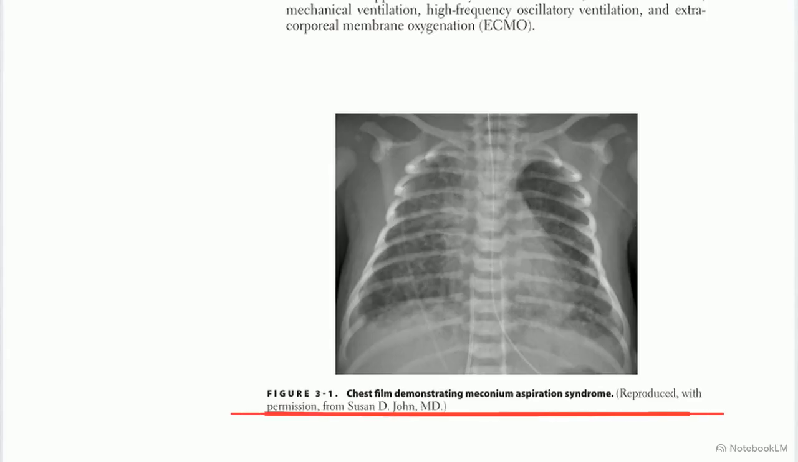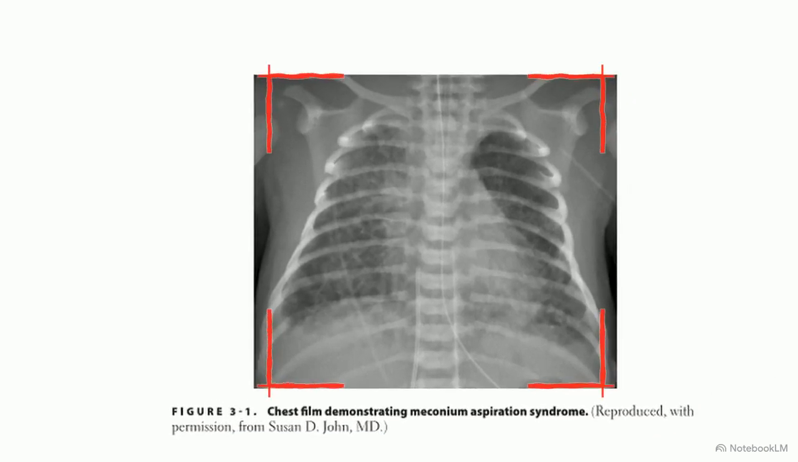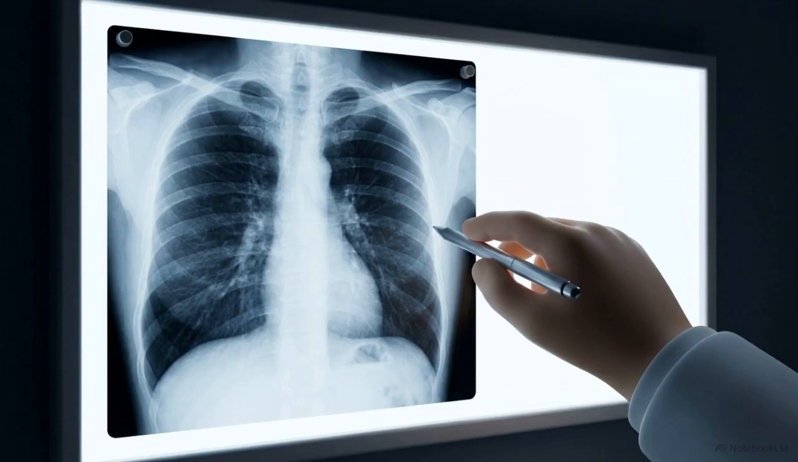Now look at this chest X-ray of meconium aspiration syndrome. Instead of a uniform texture, we see coarse, irregular infiltrates and hyperinflation. Thick particulate matter is physically obstructing the airways, indicating a critical presentation. When a newborn is tachypneic, recognizing the specific radiographic silhouette dictates the exact level of invasive mechanical intervention required to save them.